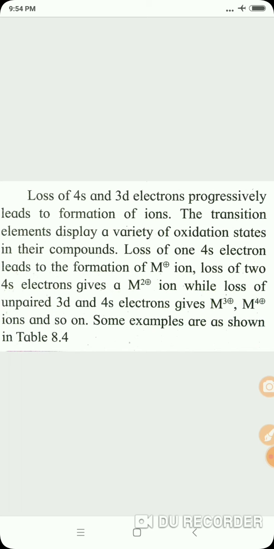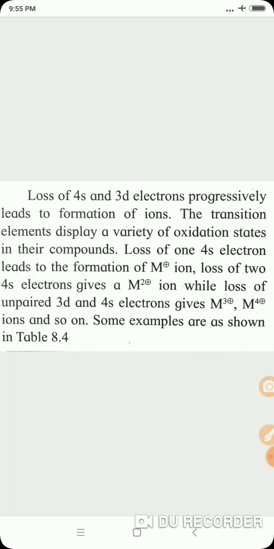We already saw the transition elements display a variety of oxidation states in their compounds, and the reason is the loss of electrons. The loss of one 4s electron leads to the formation of M+ ion, M for the metal. When there is loss of one electron from the 4s orbital, there is formation of M+ ion. As one electron is lost, one positive charge is developed on the metal. When two 4s electrons are lost, it gets converted into M2+ ion.